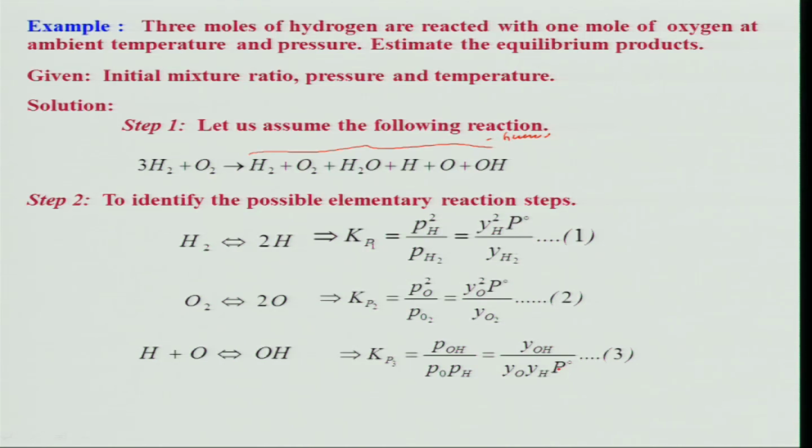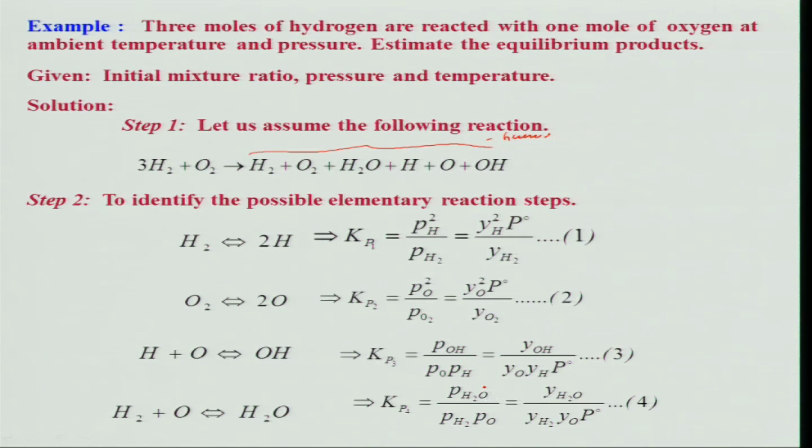And then I will have to look at S2 plus O going to S2O, and Kp4 is PS2O divided by PS2 PO, and you will get it in terms of mole fractions. That means I am getting these 4 equations. If you look, we need to find out 1, 2, 3, 4, 5, 6, right, but we are only considering 4 equations here, because we are considering 4 elementary reactions.